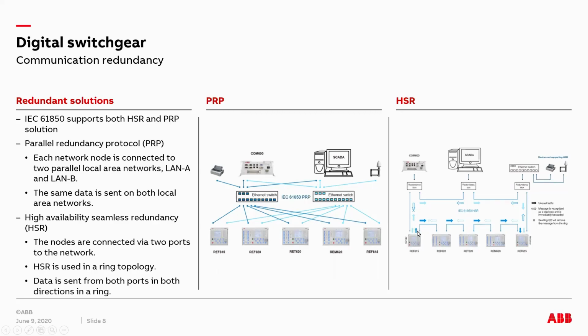Again here, because the relay will not see the duplicate messages, the relay identifies that there is a network problem as well. But again, there is no data lost in both HSR and PRP, so there is zero downtime.